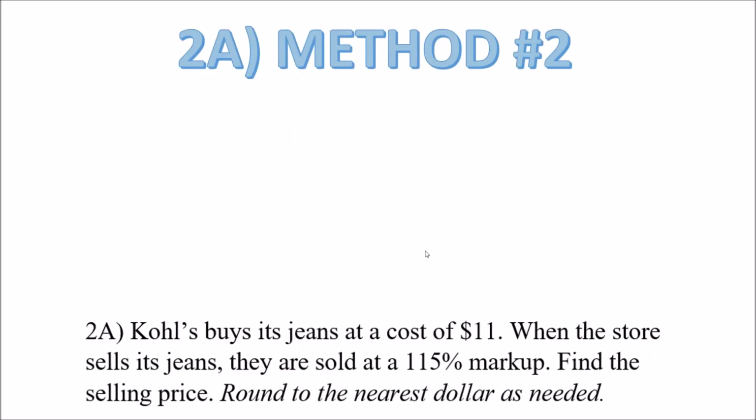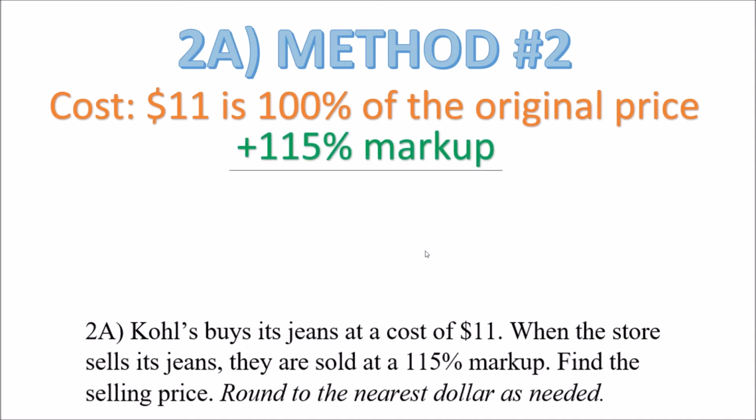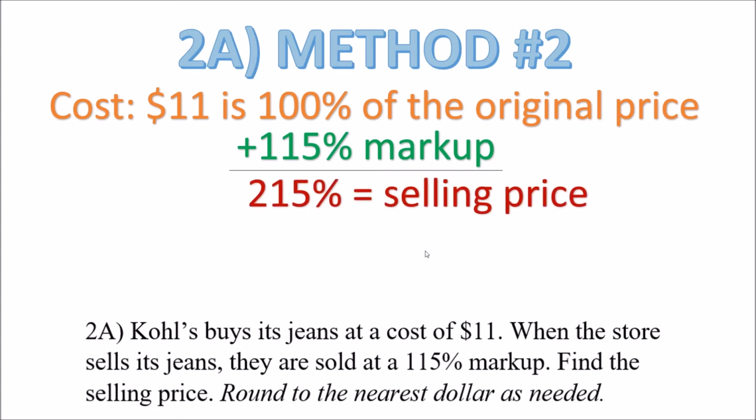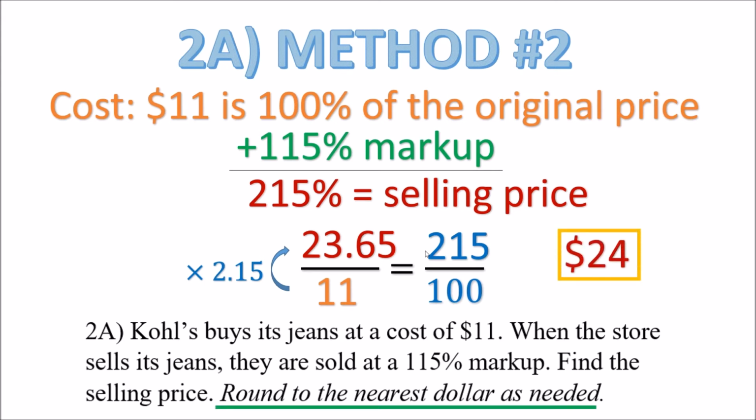Now there is a method 2 to this one, which is understanding that the original cost, $11, is 100% of that original price. And then it's going to be marked up an additional 115%. Therefore, the selling price is 215% of the cost. So if we do the setup with 215%, we would multiply 11 by 2.15, and that will be $23.65. And then we have to remember to round to the nearest dollar because that's what the problem said, and that's how we get $24.